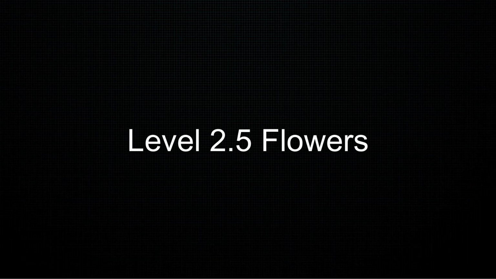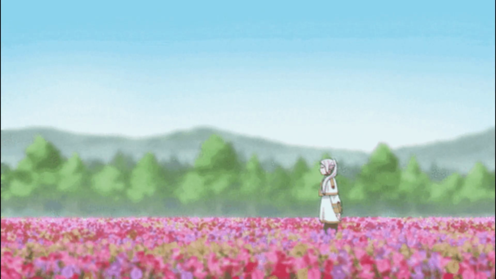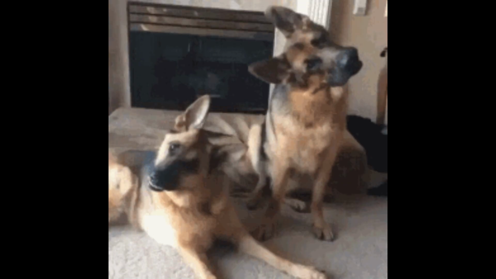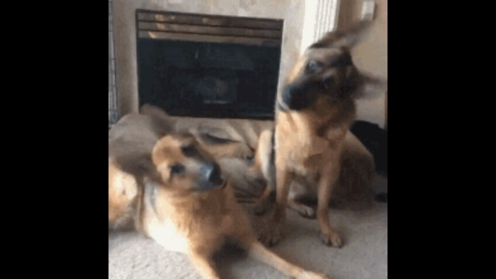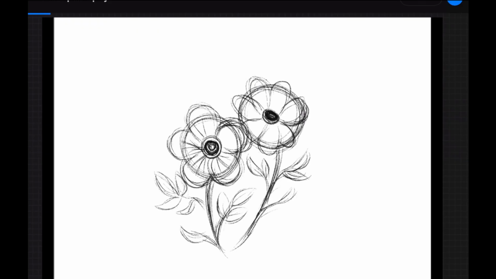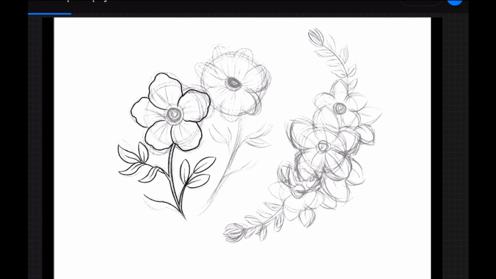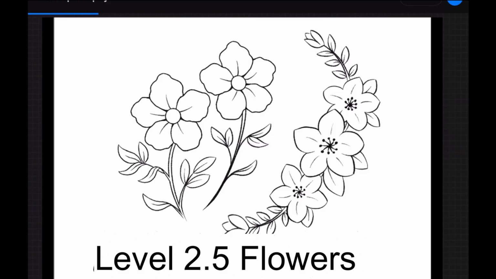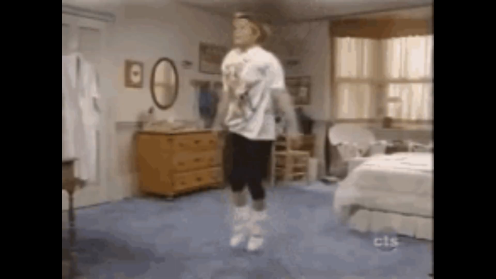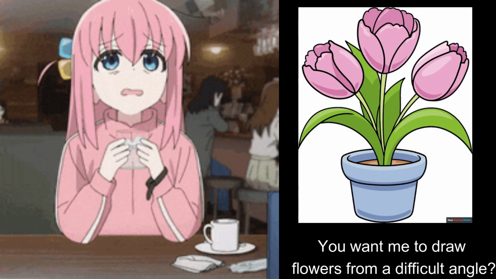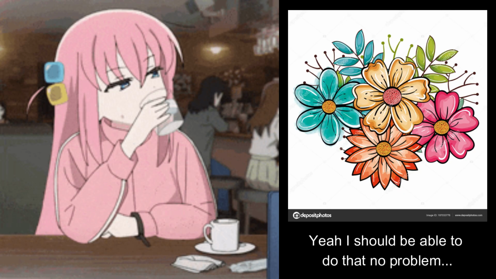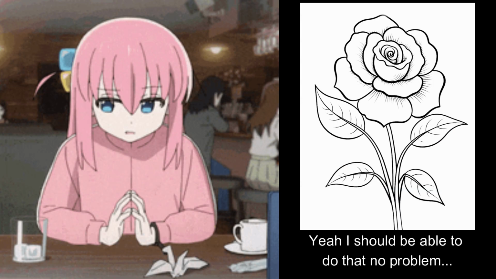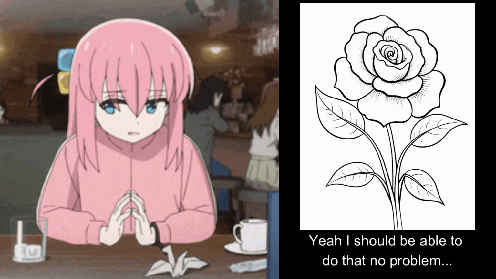Level 2.5. This is where things get interesting. You might be wondering, why level 2.5? Why not just jump straight from level 2 to level 3? The reason is simple. That jump is bigger than most people realize, and unfortunately, this is where many artists stop improving. I call this stage the awkward plateau phase, because it's where artists will be hesitant to draw flowers from angles that are unfamiliar to them. Not because they're lazy, but because they don't fully understand how to think in three-dimensional space yet.